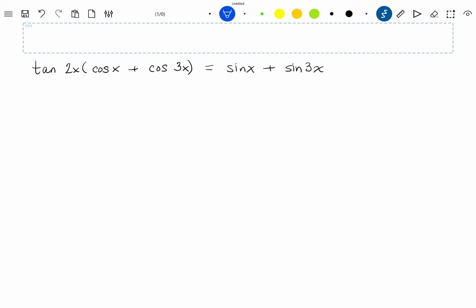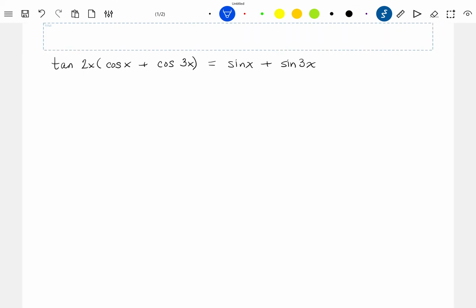So what we want to do is prove this identity, and this one looks like a doozy. So we have tangent 2x times the quantity cosine x plus cosine 3x equals sine x plus sine 3x. So what I'm looking at here is we're not going to be able to combine any expressions necessarily because they all have different angles. But remember that we can use the sum to product identity on the left side. So I'm going to assume we're going to start on the left side because we probably want to get rid of that tangent because you notice the right-hand side does not have a tangent.